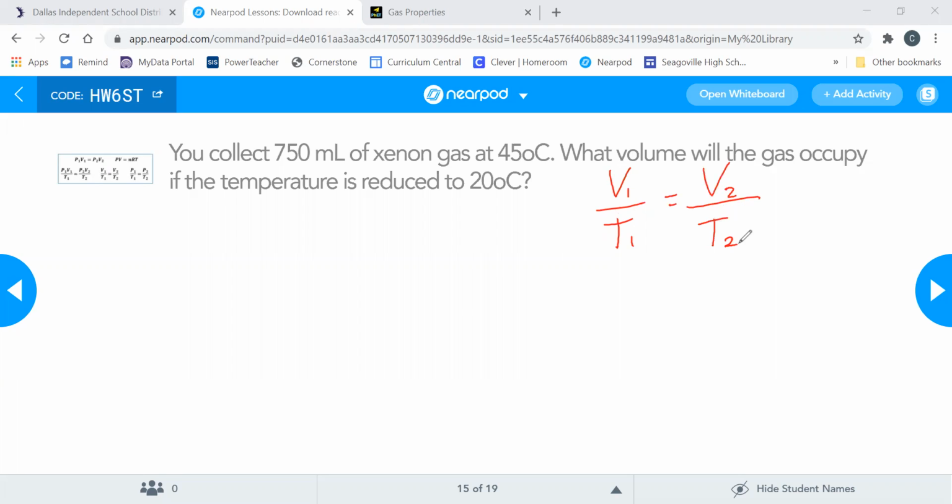What I'm gonna do is plug the stuff into the formula. It says you collect 750 milliliters of xenon gas. Let me highlight. At 45 degrees Celsius, what volume will the gas occupy if the temperature is reduced to 20 degrees Celsius?